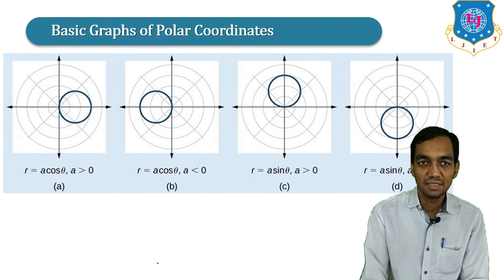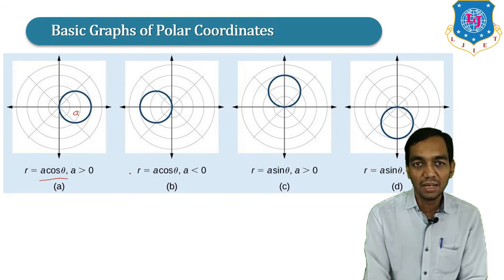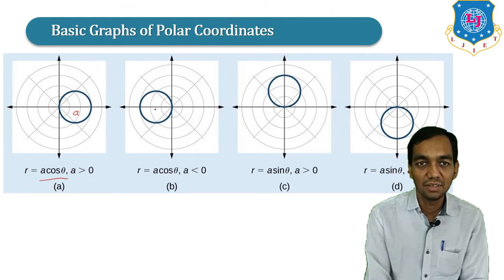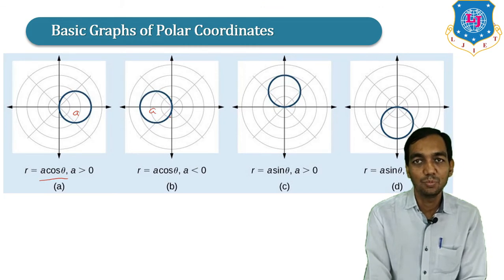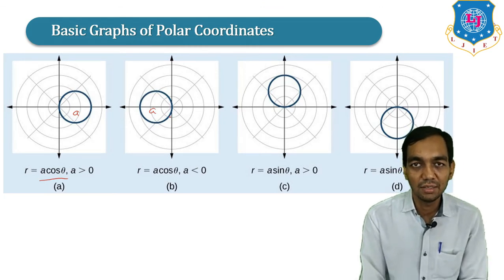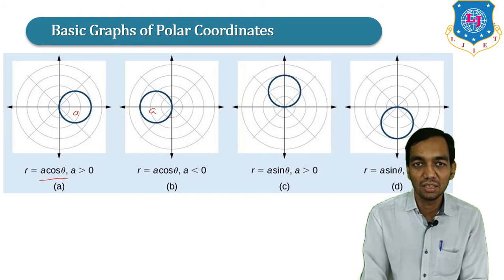See, first we are starting with a circle. r is equal to a cos theta is an equation of a circle on the positive x-axis with diameter a, if this a is positive. In the same manner, if you have r is equal to a cos theta and a is negative, then this diameter has a value a, but it is negative a. That means it is going in a negative direction. So your circle is going to be on the negative x-axis.